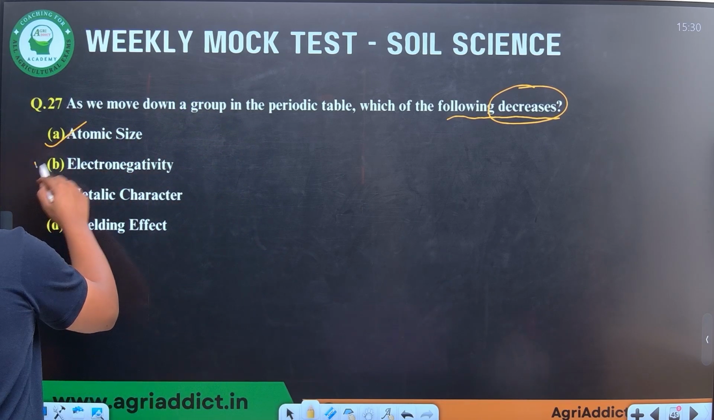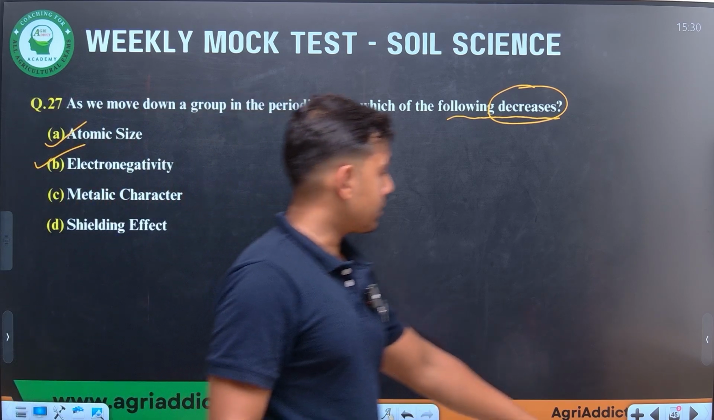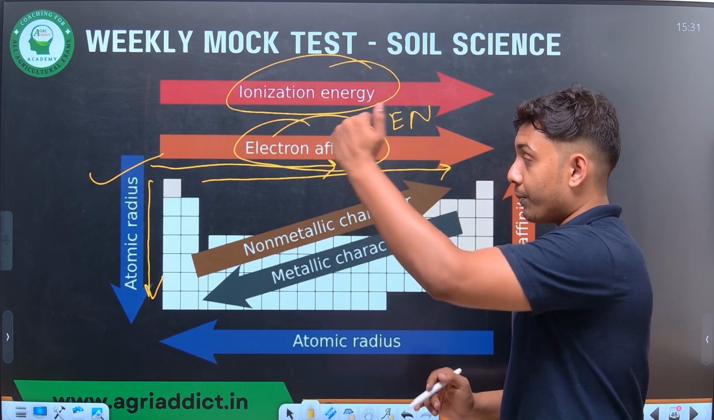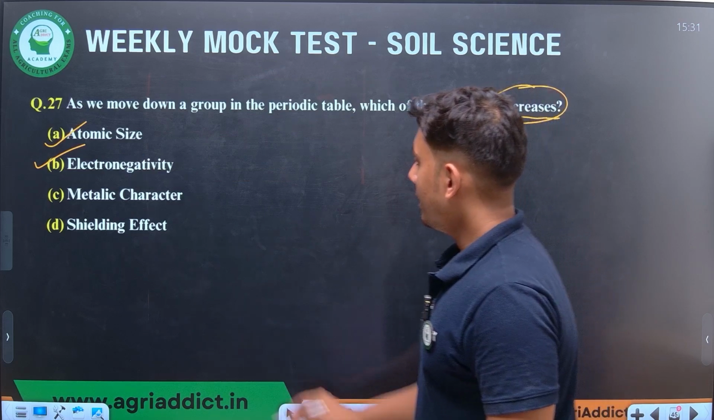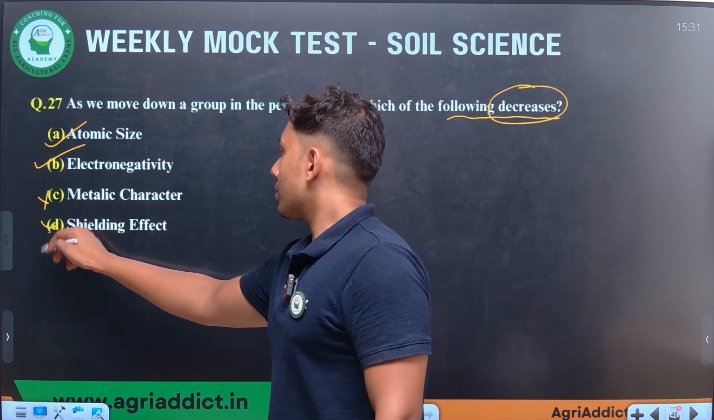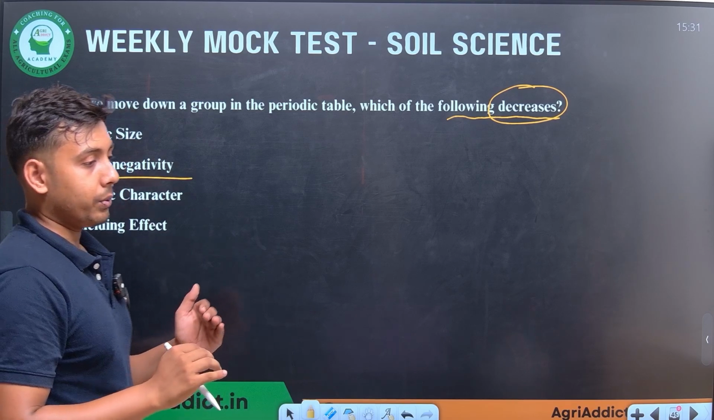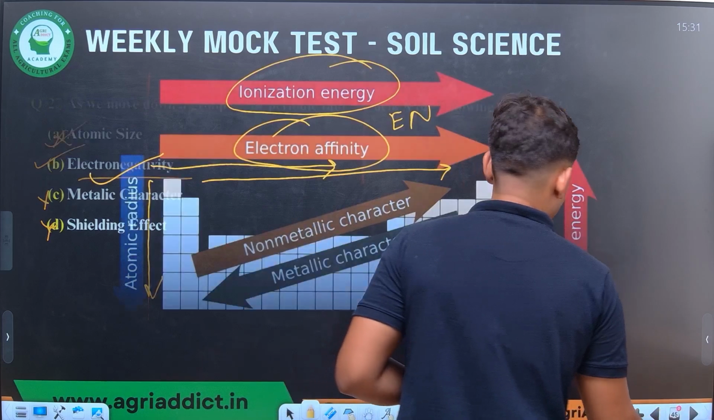Then electronegativity. Yes, this will be the right answer, because we know that electronegativity increases from left to right. So up to down it will decrease. So this is the answer. The other two options will also not be correct. So electronegativity will decrease when we go from up to down in the periodic table.